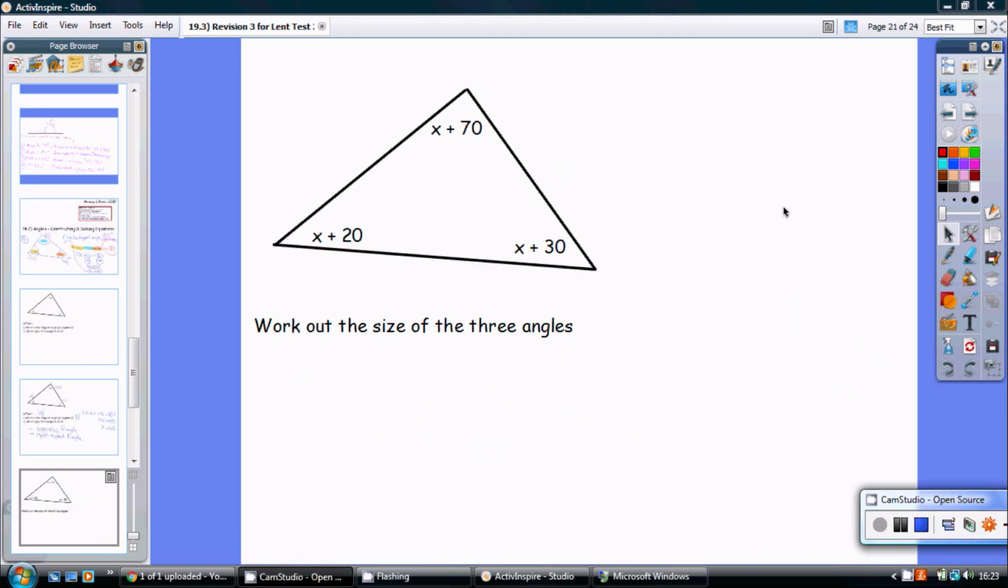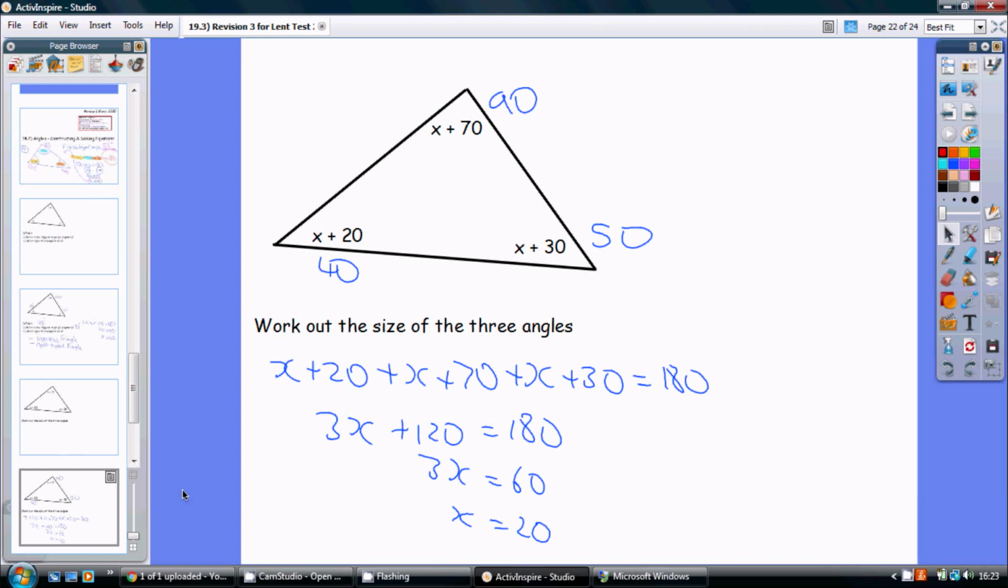So here's another one for you to answer, please. So x plus 20 plus x plus 70 plus x plus 30 must equal 180. Gather up our x's, we get 3 x's. Gather up our normal numbers on the left, we get 120. So 3x plus 120 equals 180. Take away 120 from both sides, divide by 3, we get x being 20. And therefore this must be 40, 50 and 90.